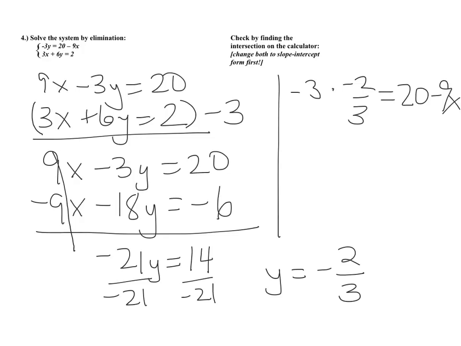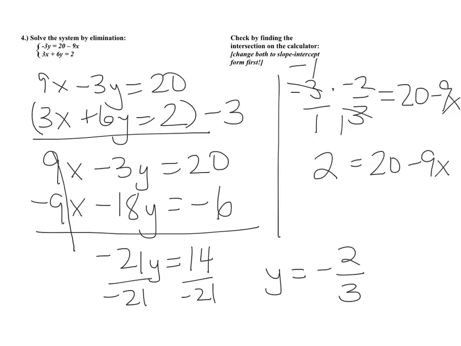And so don't freak out about a fraction. You can deal with a fraction, especially if you're multiplying it by a multiple of 3. So I'm going to make that -3/1. I'm going to cross cancel. The bottom 3 becomes a 1 and the top 3 becomes a -1. -1 times -2 is +2. +2 over 1 is just 2. So I get 2 equals 20 minus 9x.